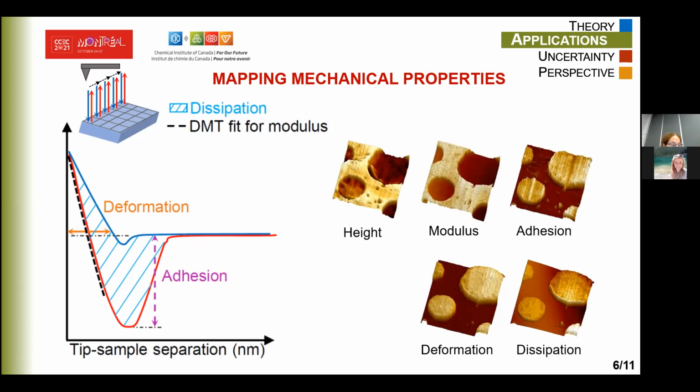In AFM, a complete force distance curve is acquired and analyzed in real time at each contact point in the raster scan to simultaneously generate images or maps of the surface topography or height, modulus, adhesion, deformation, and dissipation, as shown here for a phase-separated polymer blend.